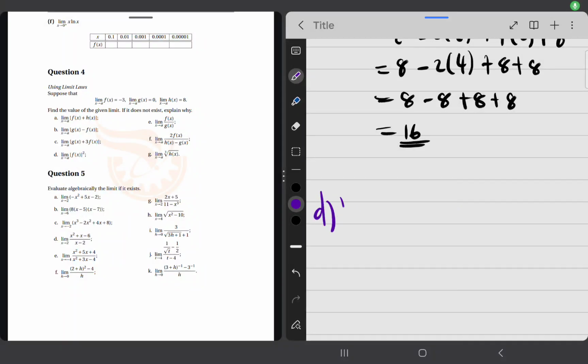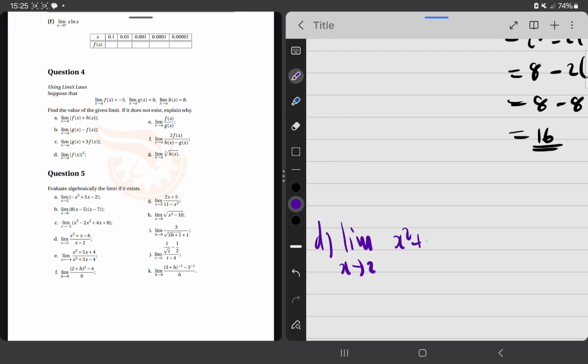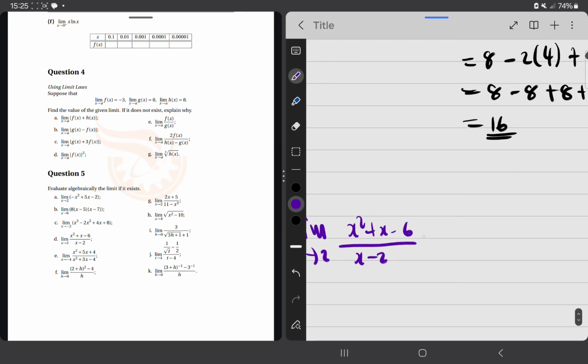Part D, which is not even hard. Limit as x goes to 2. Maybe let me move backwards. Part D is going to be the limit as x goes to 2 of x squared plus x minus 6 all over x minus 2. What is this going to be?